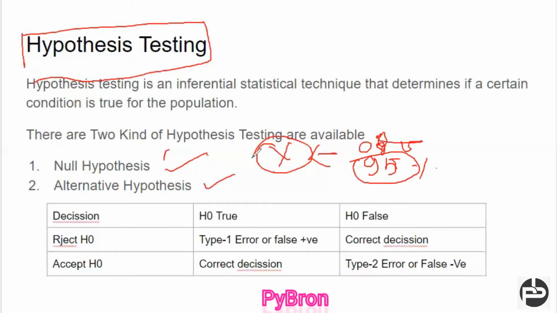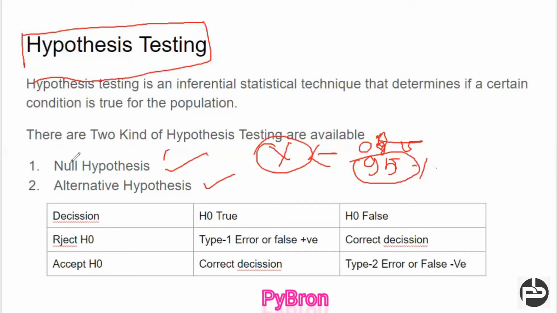So what is the null hypothesis? Suppose India invented one vaccine, and that vaccine's accuracy is 95%. The null hypothesis says that this vaccine's accuracy is 95% or more. Then what is the alternative hypothesis? Alternative hypothesis means that whatever vaccine has been created by India, that vaccine's accuracy is less than 95%.